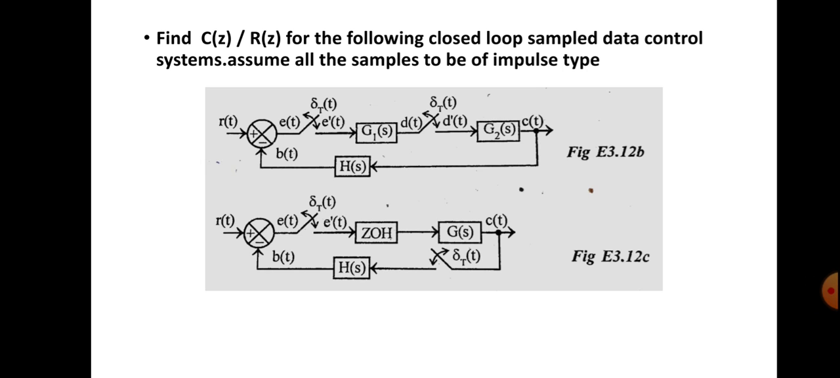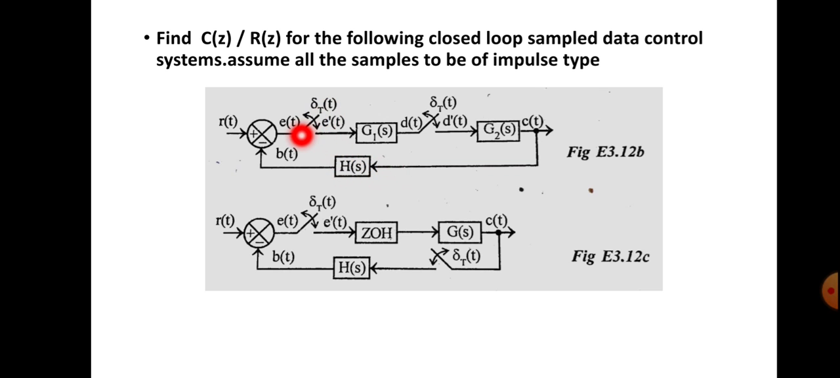And here the first question is shown in the figure. You have to find the value of C of Z by R of Z. Similarly, in the second question also you have to find the value of C of Z by R of Z. So first let us go to the solution of this closed loop system. Here you can see that R of t is the input, C of t is the output, and the gains are G1 of S, G2 of S, and the feedback path has gain H of S.